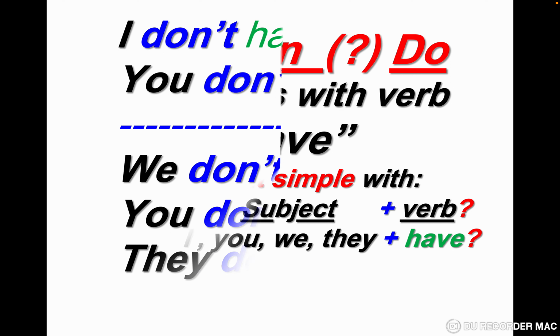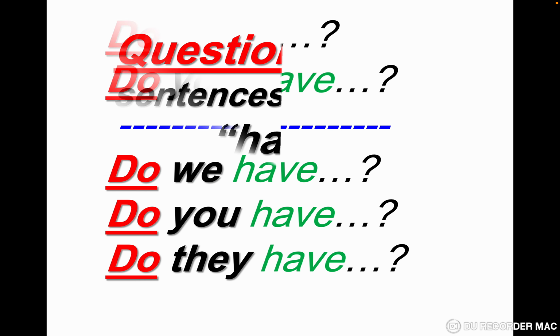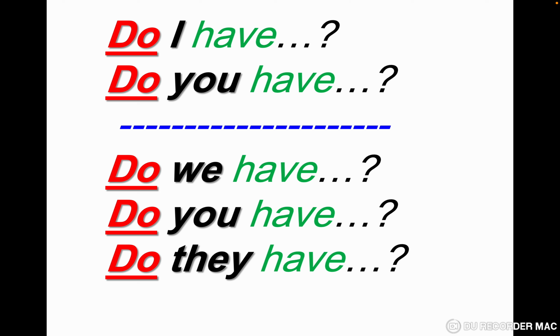Let's see the question form. In the question form in the present simple, we need to use do. So we use do with I, you, we, and they. So this is the order. The first place is do at the beginning of the question, and then we have I, you, we, they, plus have. Let's see examples. Do I have? Do you have? Do we have? Do they have? So this is the order.